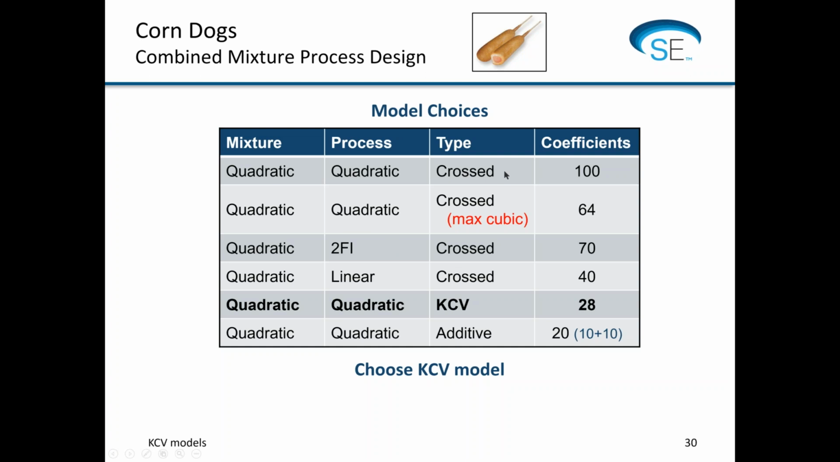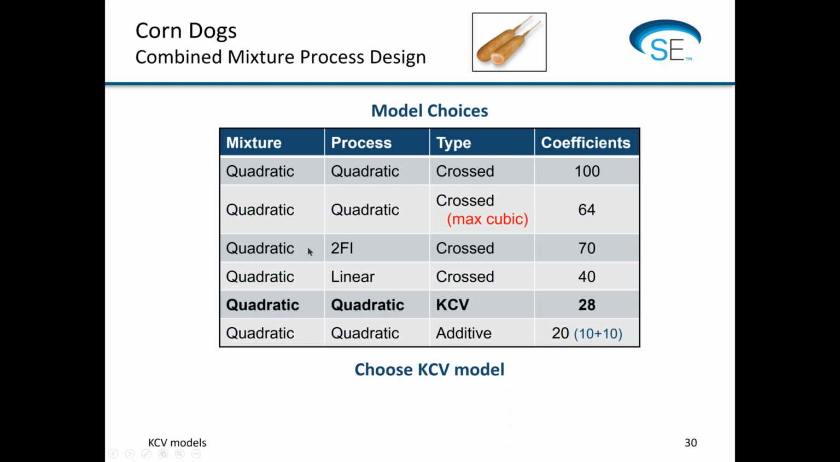If we do a crossed model with 4 mixture and 3 process, we'd have to fit 100 coefficients. Okay, 5 for lack of fit, 5 replicates at a minimum, that's going to be 110. That's a lot of corn dogs to make and eat. Quadratic by quadratic, eliminating the terms higher than 3rd order, well, that helps. It gets us down to 64.